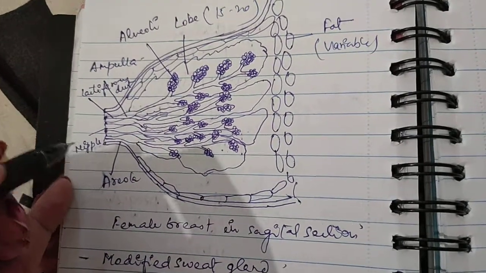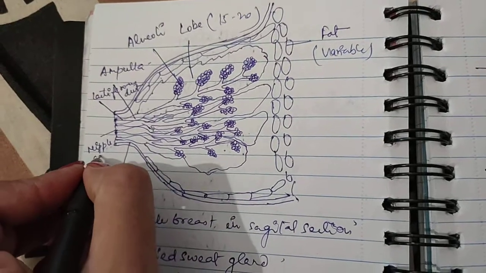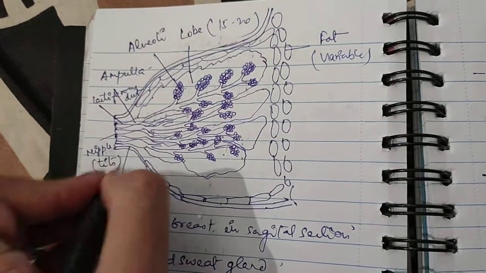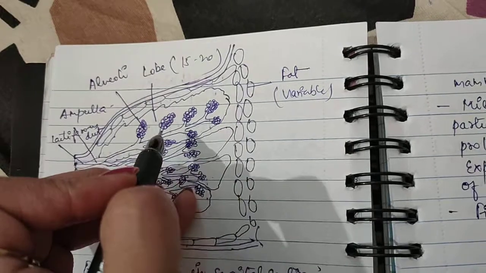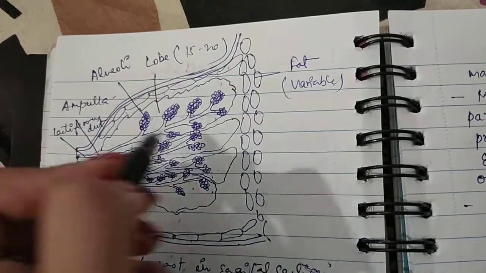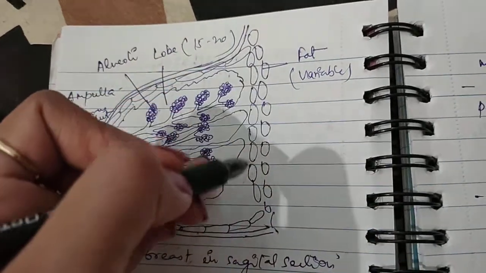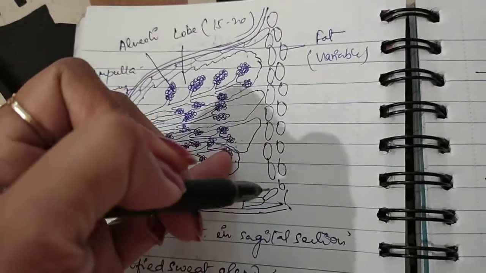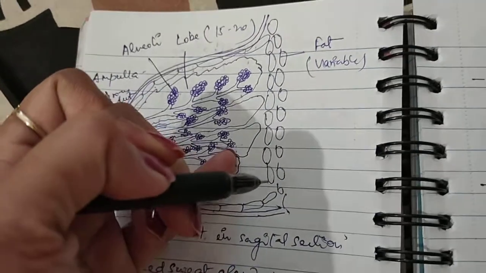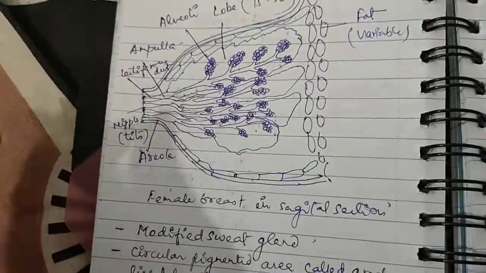This is also called teats, and lobes are 15 to 20 in number. These are the fat, and the amount of fat is variable among individuals.